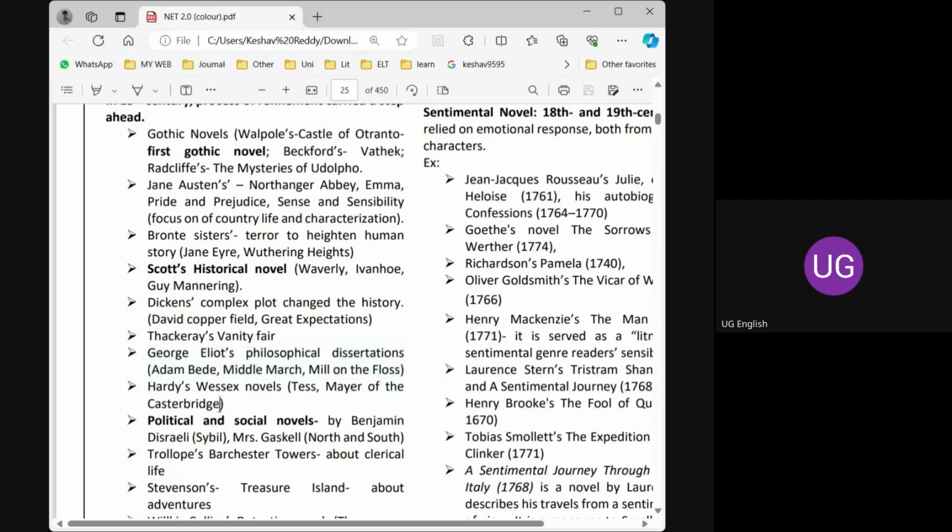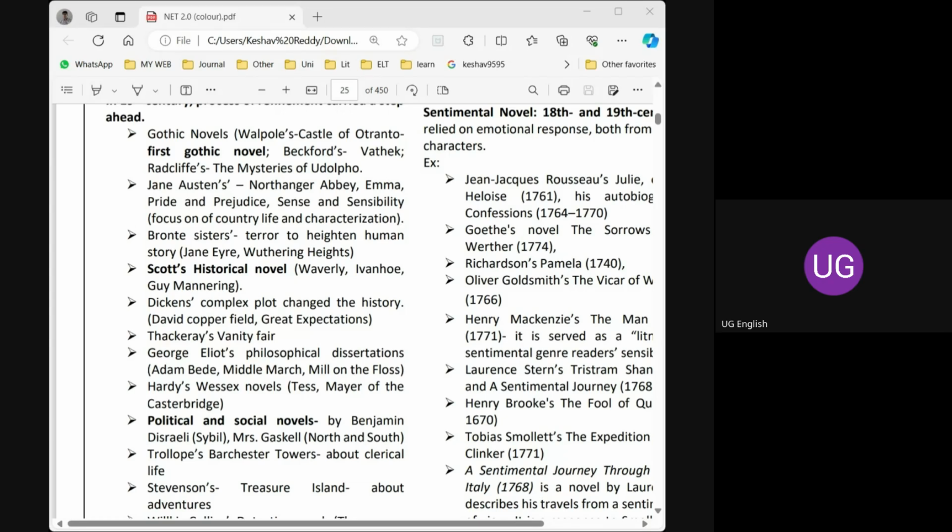All these are Hardy's Wessex novels. So there is an important term today we are going to discuss, that is called regional novel. Regional novel in the sense a novel which is based on a particular region. So Thomas Hardy is very famous for writing novels which are related to his Wessex.